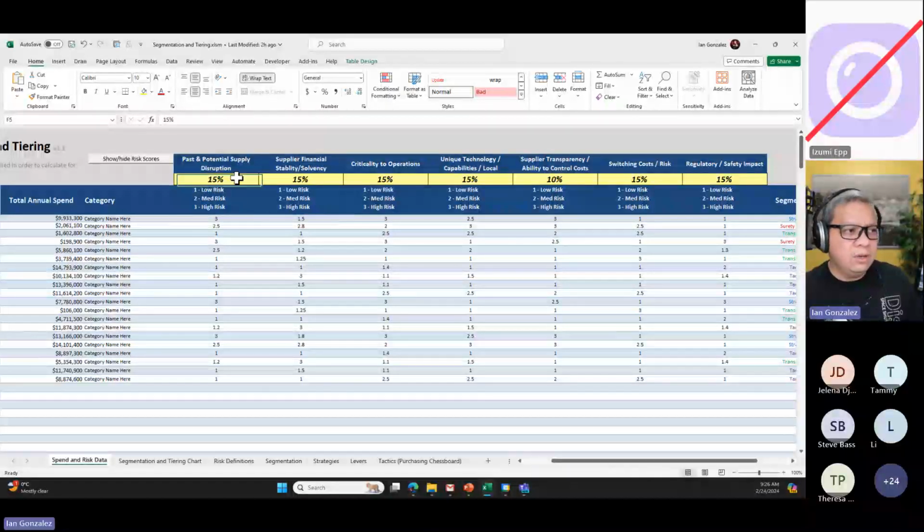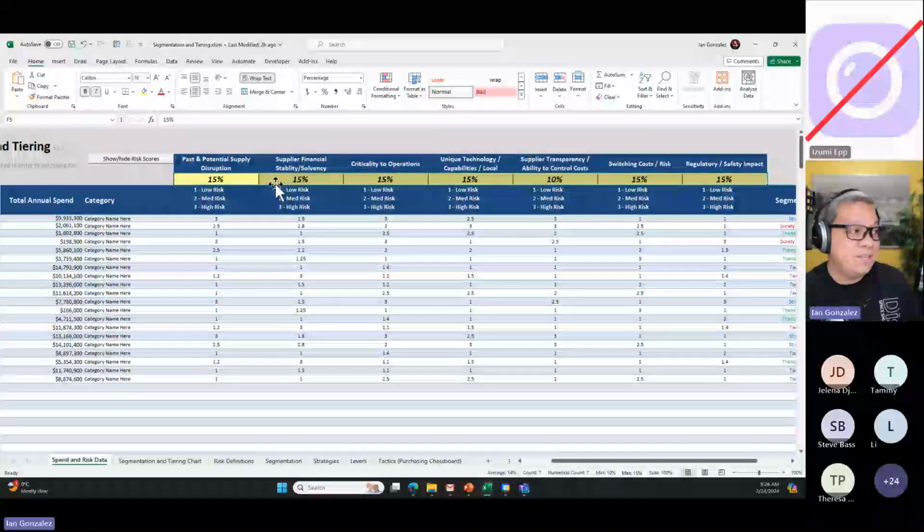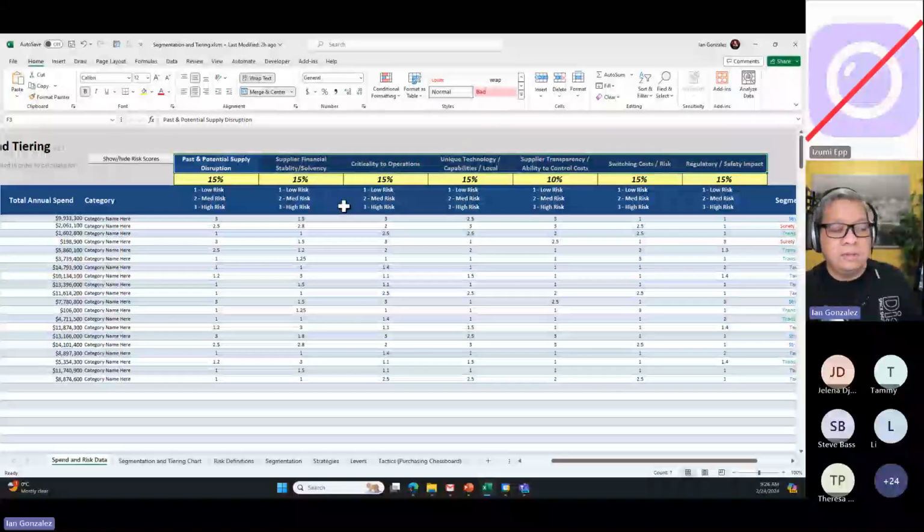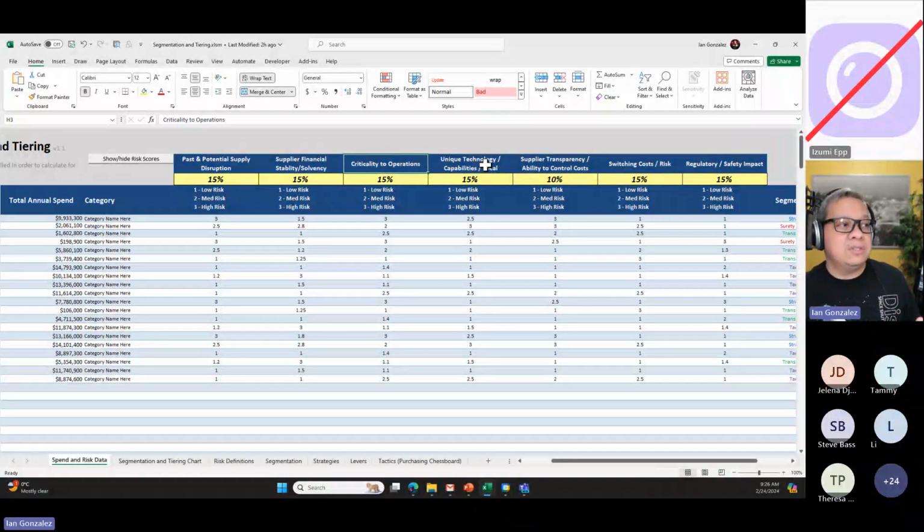All right. It goes without saying that when you put weights over here, they have to add to 100%. Please, okay? Don't have to explain that. You can't have something here where the sum is not 100%. Okay. You can also change the words here. If these 7 risk areas are right for you, go ahead and change them. The tool does not care about the words, you know, criticality to operations or unique technology. All it cares about are the scores. So you can change these things.